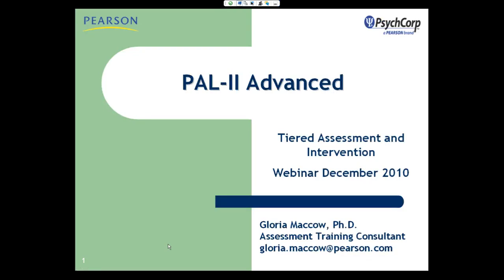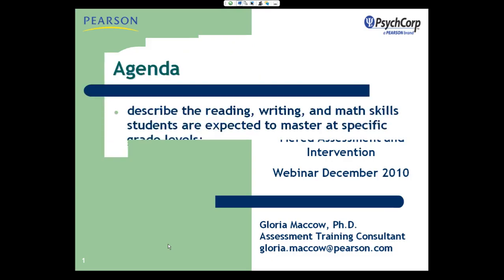I'm going to talk about the tiered assessment and intervention components that Dr. Berninger describes as part of the Process Assessment of the Learner.